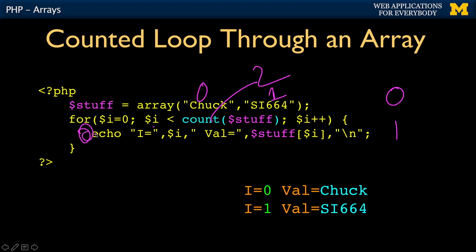It's a little uglier syntax-wise. For this particular thing, I would have used the for each instead. But you can do counted loops. Sometimes you actually need a counted loop because you need the variable i for some reason or another. And so then you just kind of dereference stuff sub i, which is the 0 and the 1, and then the loop prints all the stuff out. So that's a counted loop that's going to iterate through an array.